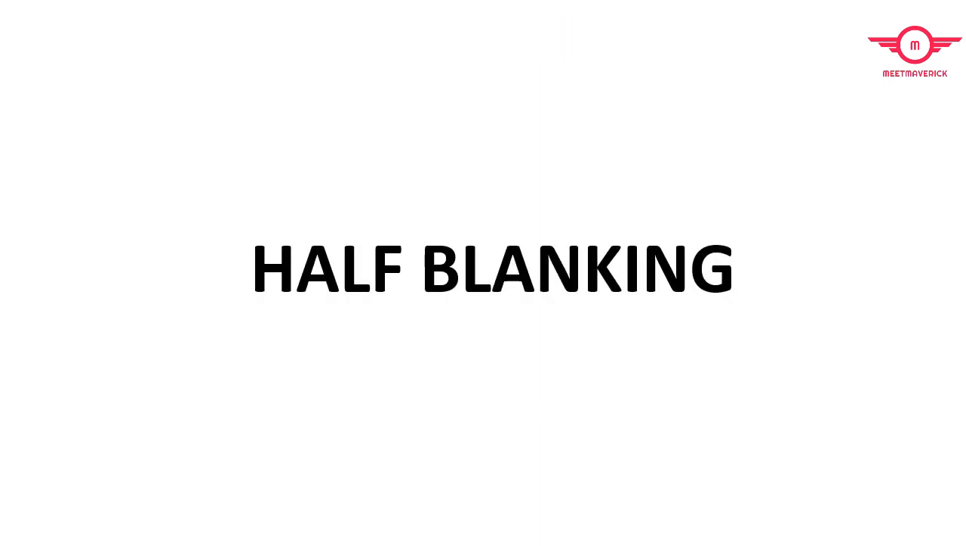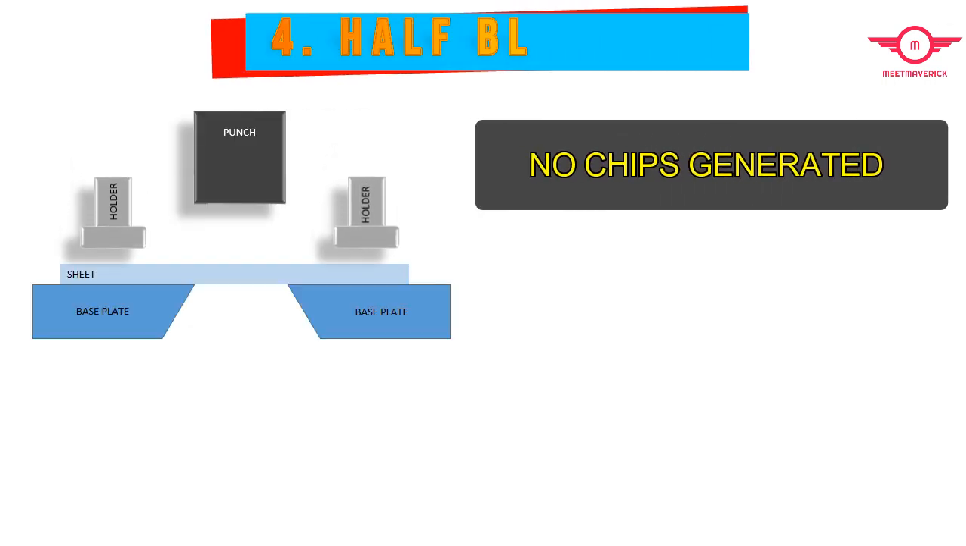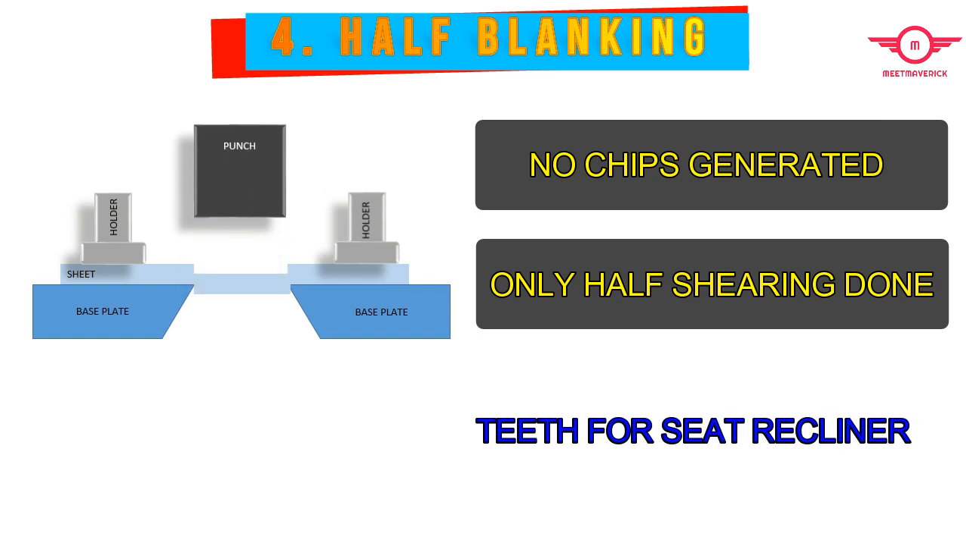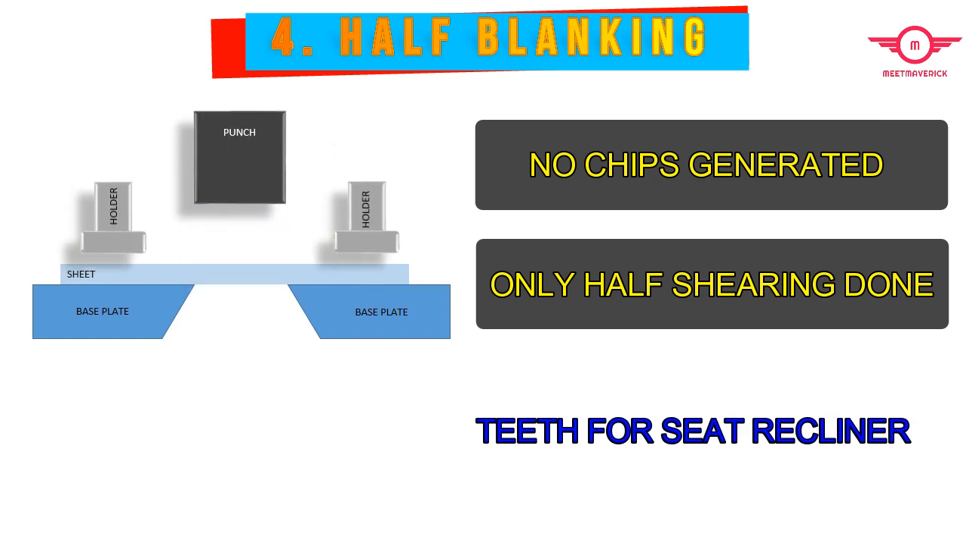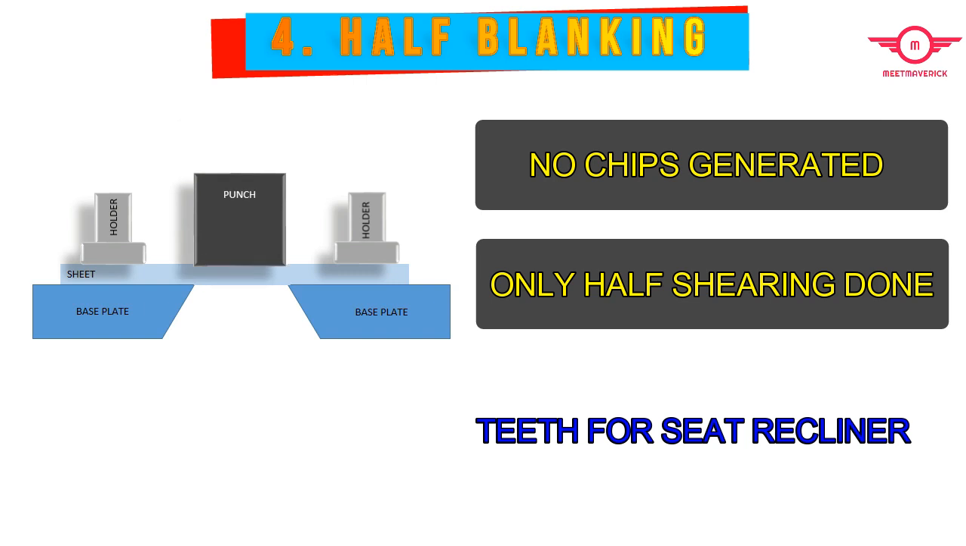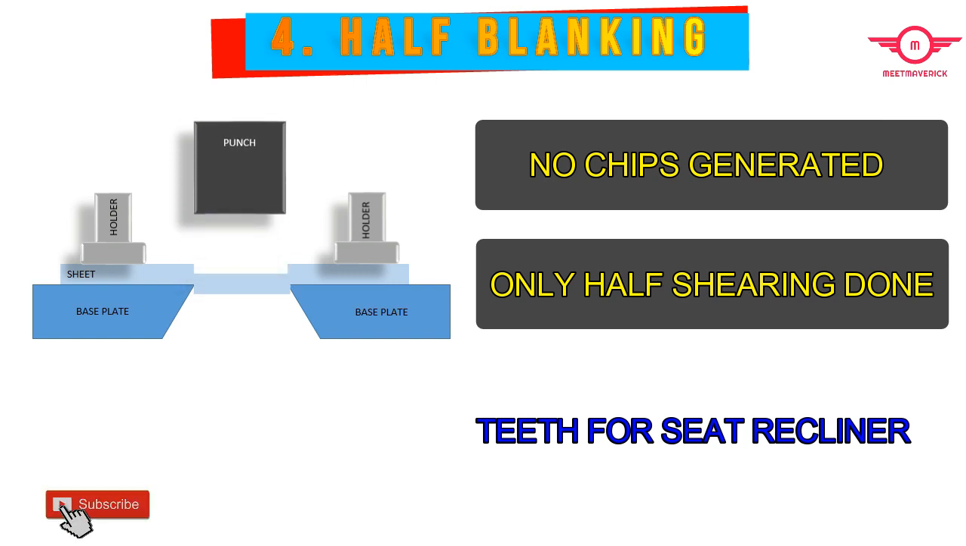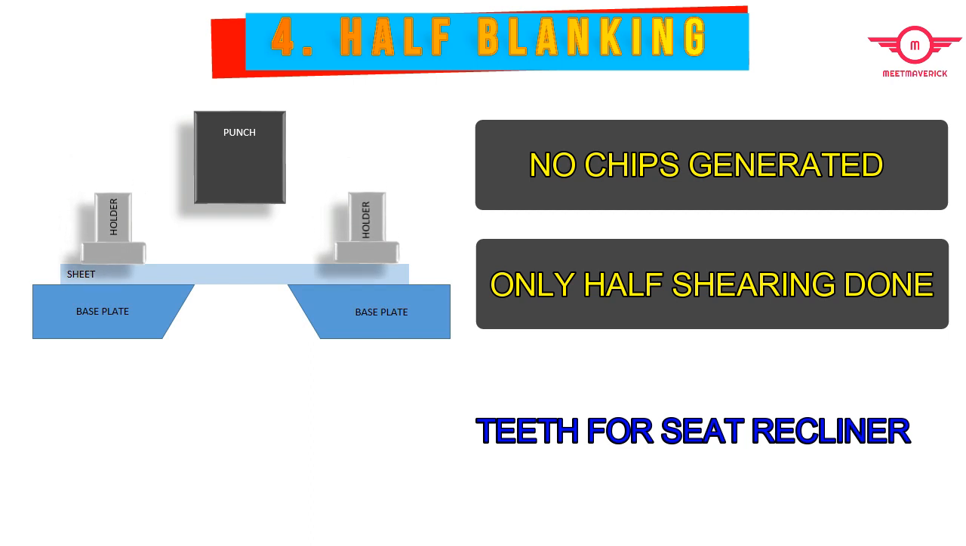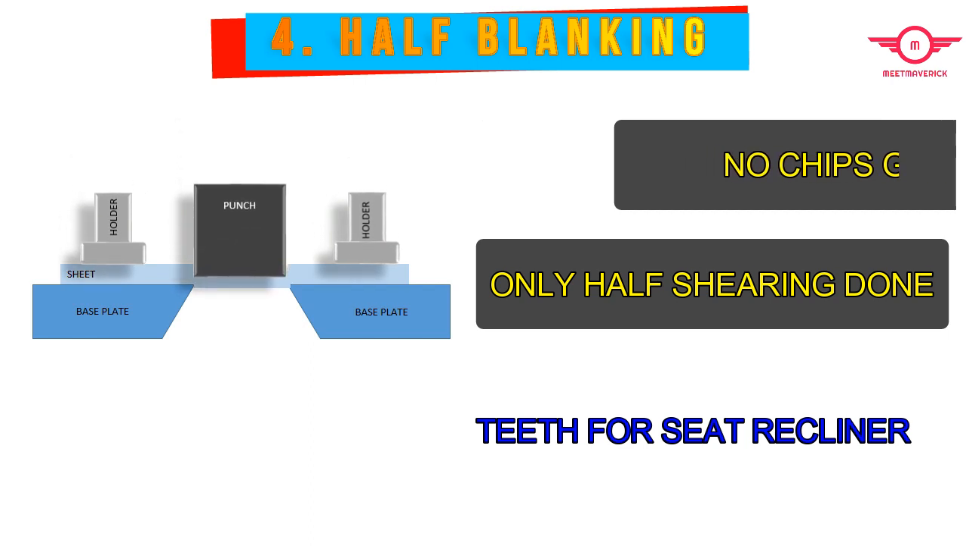Half blanking. Half blanking is a blanking operation in which the punch is stopped just before the completion of blanking to form a shear dislocation in the same shape as the punch. In this process, no chips or scrap are generated. This process is used to make teeth for seat recliners of vehicles.